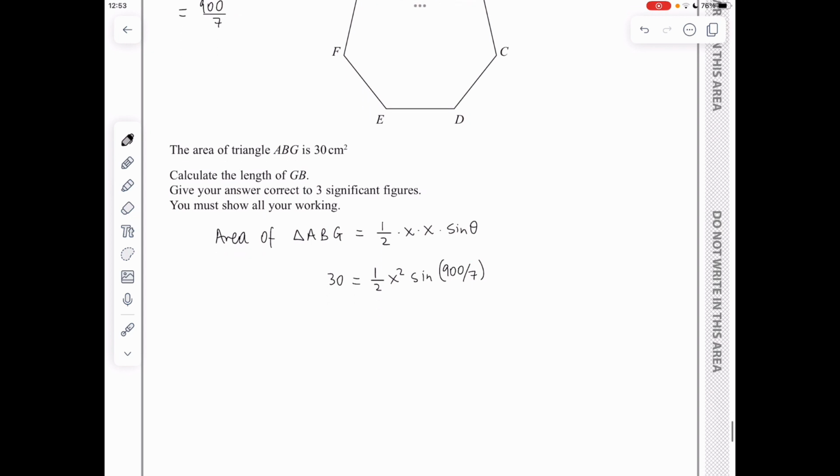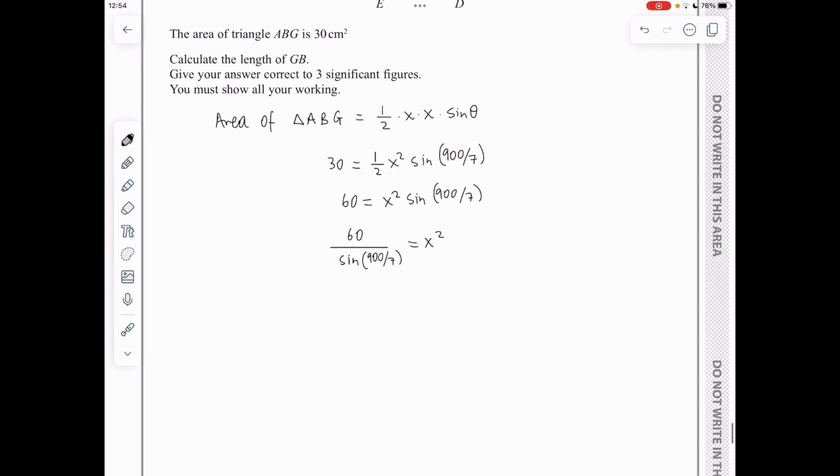So I will cross multiply with the 2 to get 60 is x squared sine of 900/7. And therefore 60 over sine of 900/7 will be x squared. And therefore I will take the square root of the left hand side. So the square root of 60 over sine of 900/7 will be giving me the value for x. I'm not going to use a calculator to evaluate this numerically. Instead, I will proceed now.